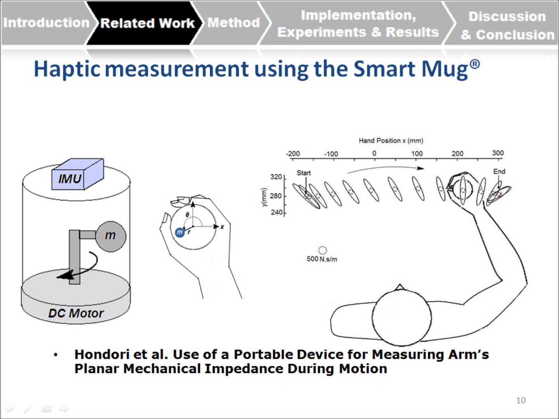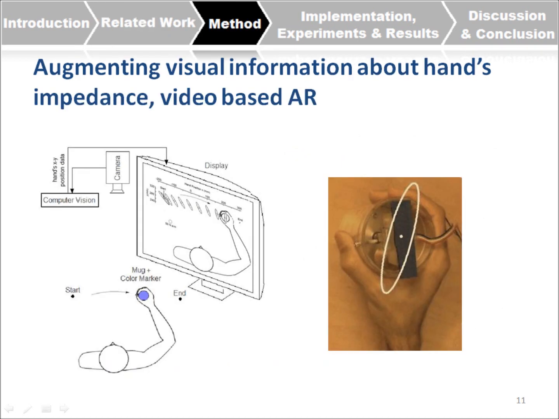So using the device, those elliptical impedances are measured, and in real time, or almost real time, the impedance information is projected, or actually augmented, on the video feed that the subject sees on the screen. As you can see here, there is a camera which tracks the position of the subject's hand, which by the way has a color marker on top of the IMU sensor.